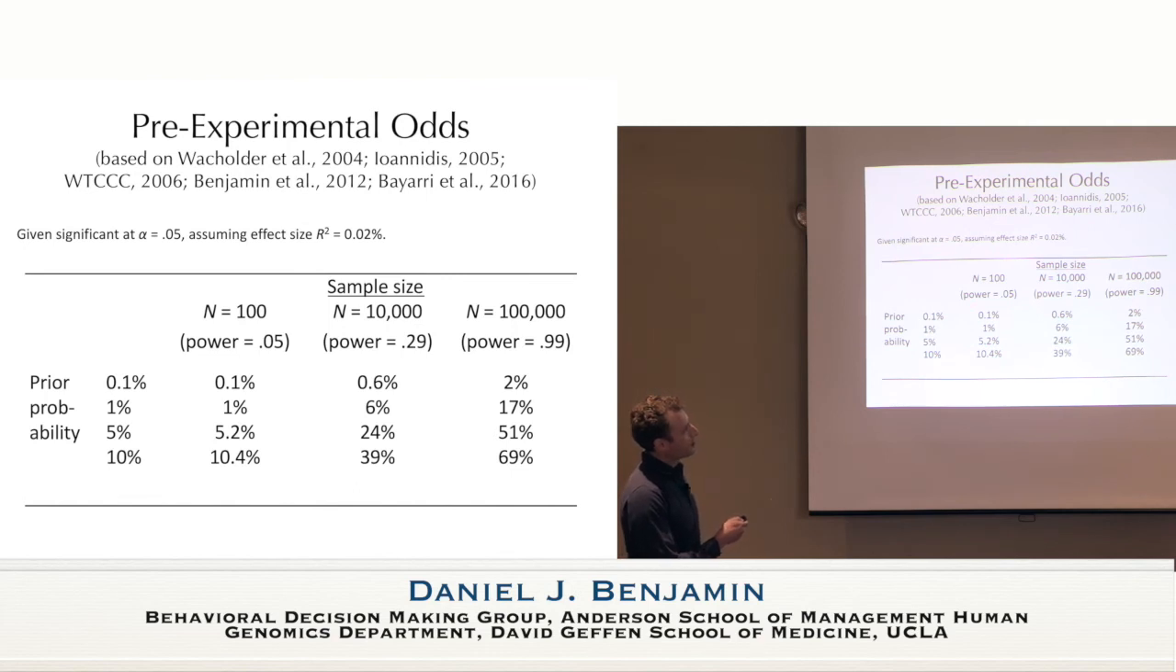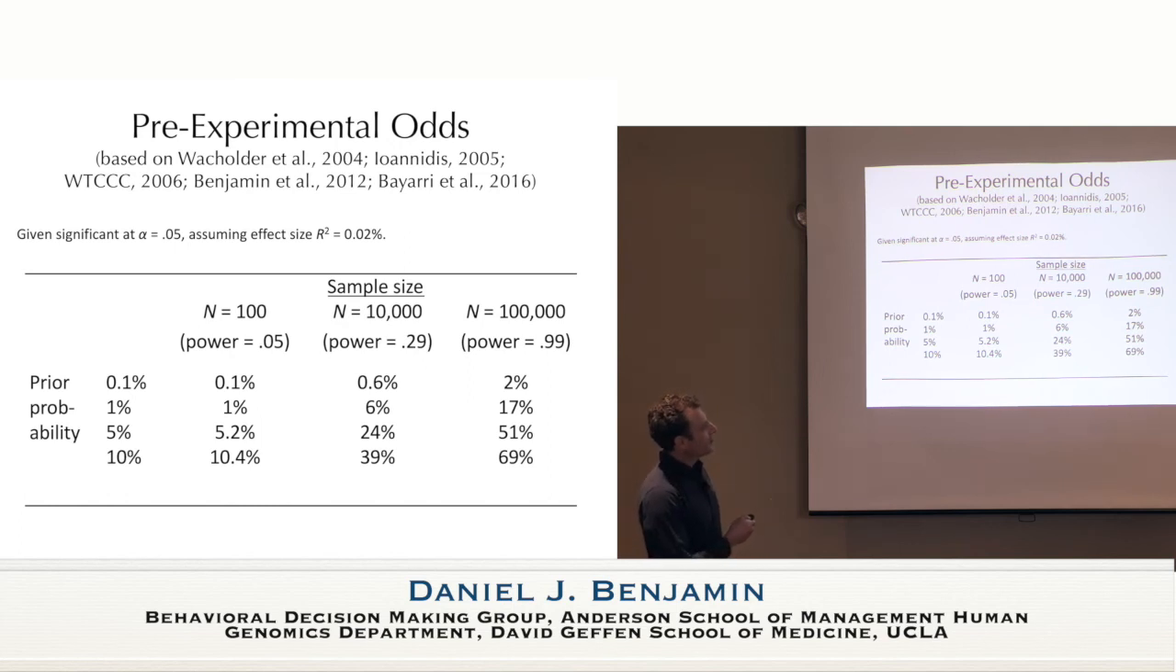The power associated with identifying an effect of size 0.02% would be 0.05 for the sample size of 100, about 30% for 10,000, and almost 100% with 100,000. And what I'm showing in the table is, using Bayes' rule, how you would update to your posterior probability of there truly being an effect from each of the prior probabilities.